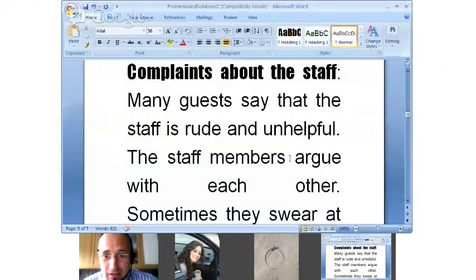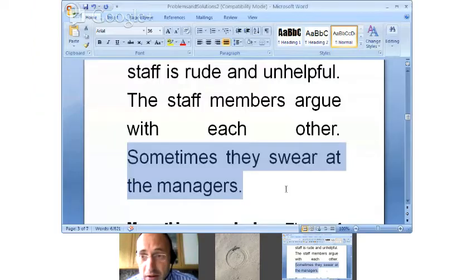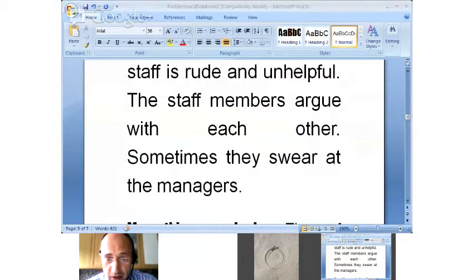Many guests say that the staff is rude and hateful. The staff members sometimes swear at each other. Okay, they swear at the managers. Oh my. This is a big problem. Our hotel staff swears at the managers and are rude to the guests. Wow. What can we do, Alberto?